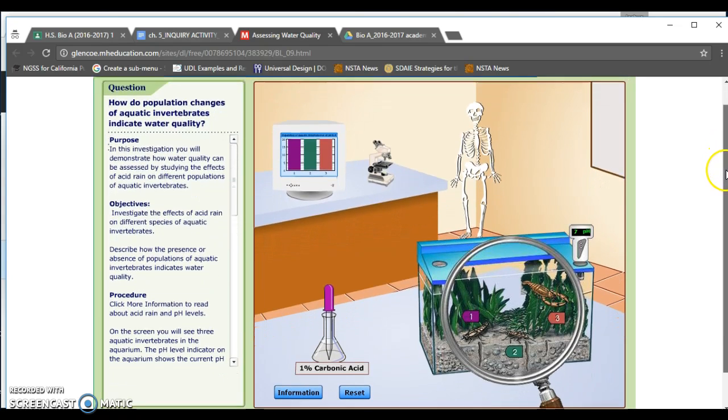Let's scroll down a little. With any good research project, it starts with an overall question: How do population changes of aquatic invertebrates indicate water quality? What that is saying is, when organisms start dying in the water, what might be causing it? That's our scientific question that's leading our investigation. We want to understand more about what water quality says and what's in the water, the possible atoms or molecules that might cause problems to species and their populations.